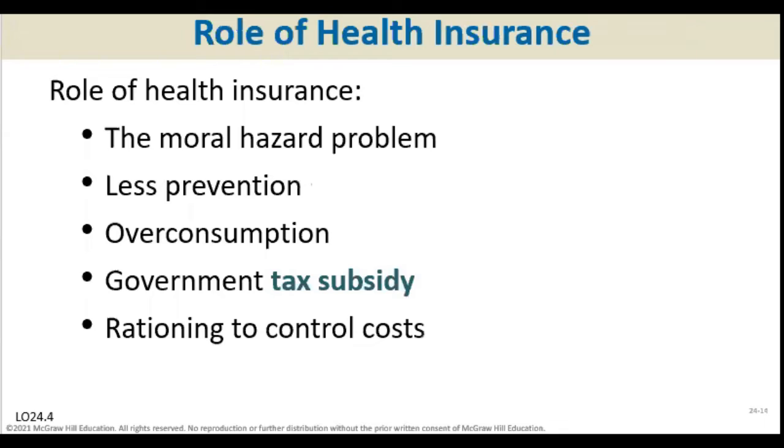There are some roles of healthcare insurance. Healthcare insurance, like any insurance, is a way to pay a small cost in exchange for protection against an uncertain, potentially large cost in the future. So you pay something up front, which is smaller, in exchange for something that potentially would be greater than what you pay up front.